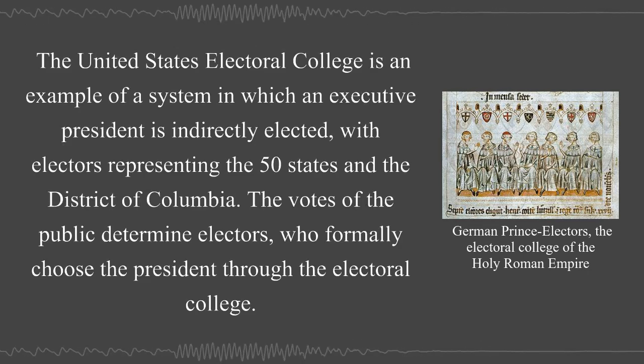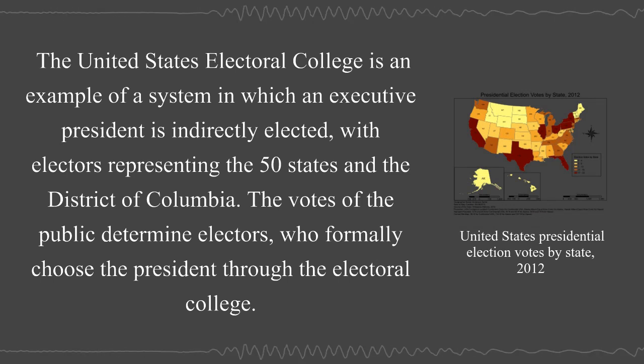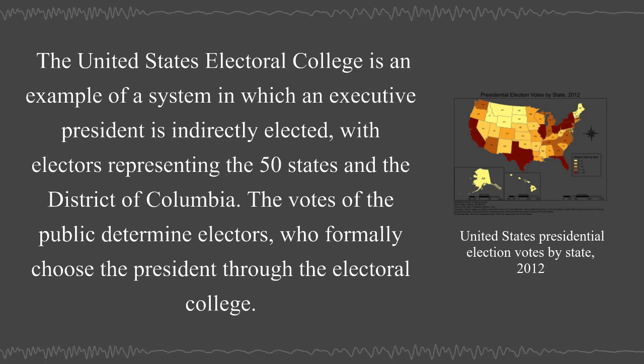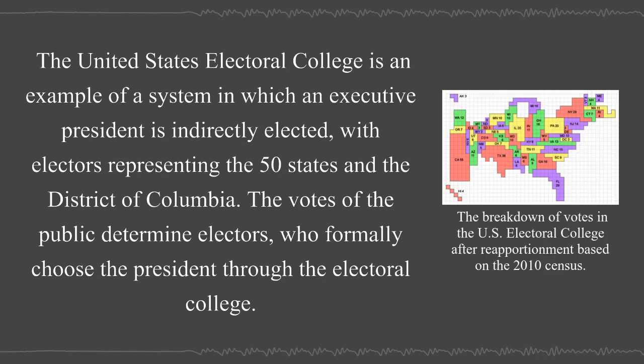The United States Electoral College is an example of a system in which an executive president is indirectly elected, with electors representing the 50 states and the District of Columbia. The votes of the public determine electors, who formally choose the president through the Electoral College.